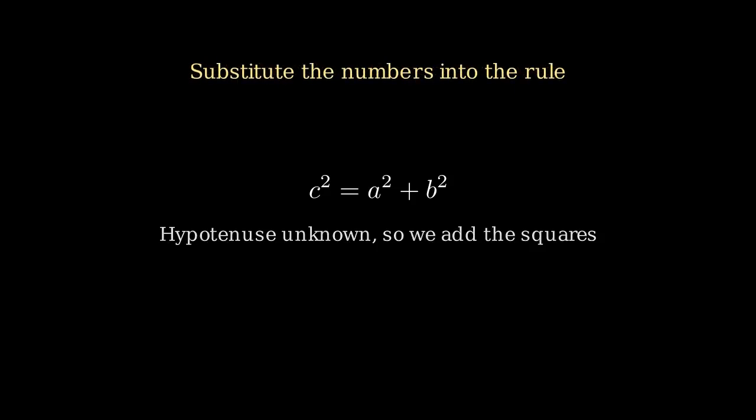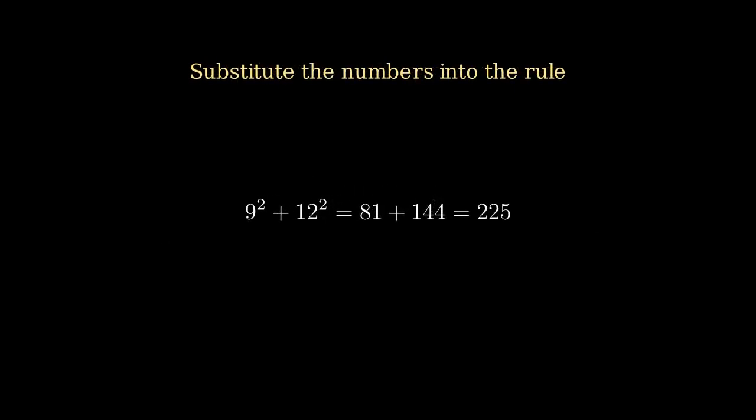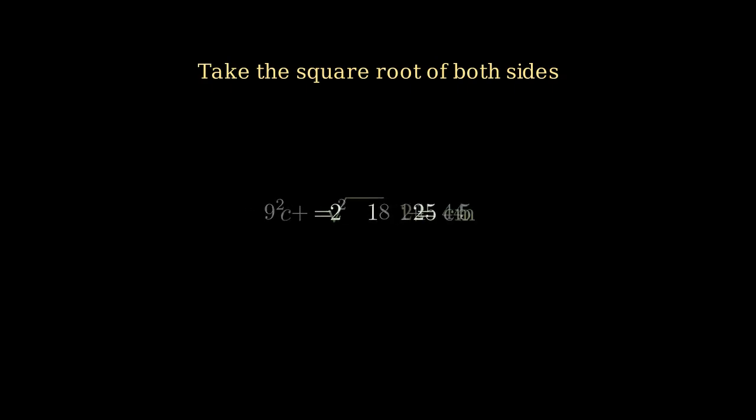Now we substitute the numbers. 9 squared is 81, and 12 squared is 144. So we write 81 plus 144 equals 225. Finally, we take the square root of both sides. Square root of 225 gives us 15, so the hypotenuse is 15 centimeters.